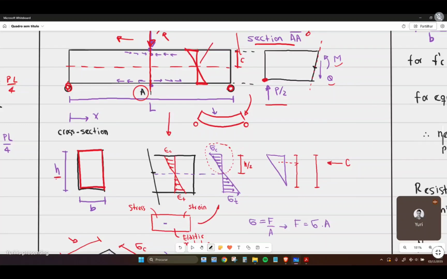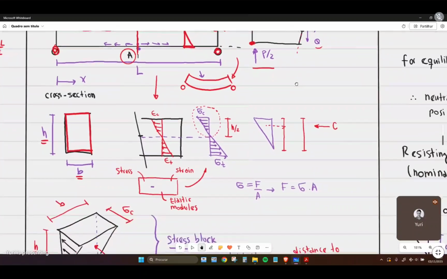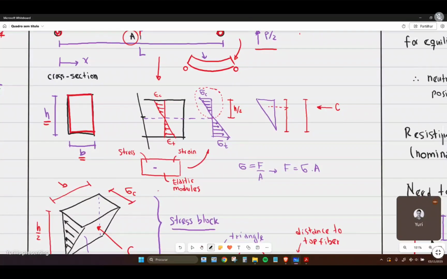So its height, let's just call it h, and the width, let's just call it b. As we said, during this deformation, we will have a strain at the top of the section, let's call it compressive strain, and at the bottom, we're just going to call it tension strain.